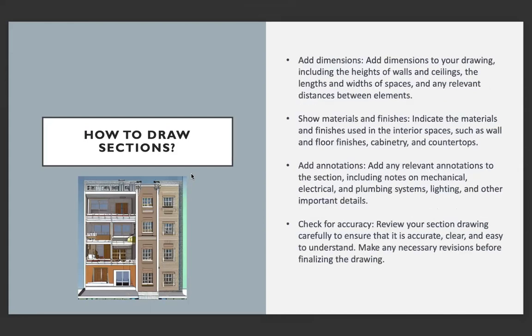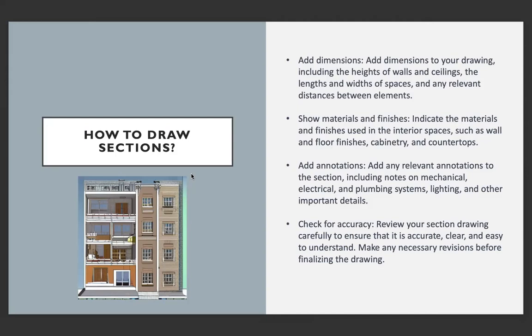Add dimensions, including the height of the walls and ceiling, the length and width of spaces, and any relevant distances between elements. Show materials and finishes. Indicate the materials and finishes used in the interior spaces, such as wall and floor finishes, cabinetry, and countertops.